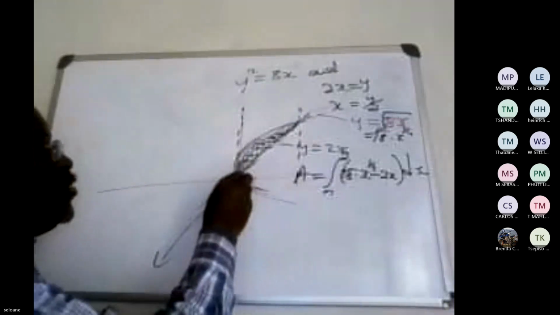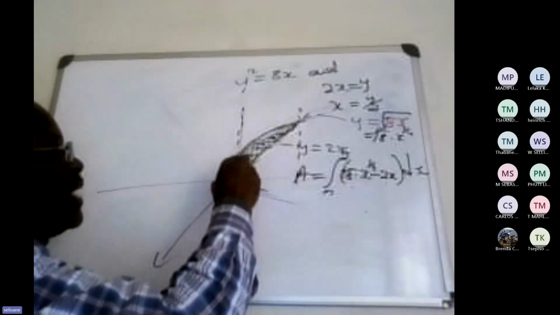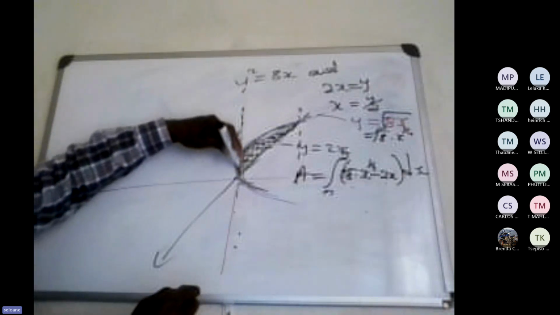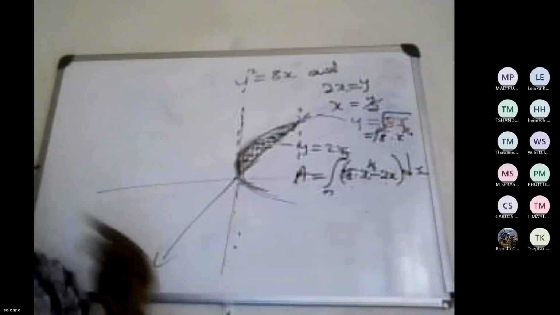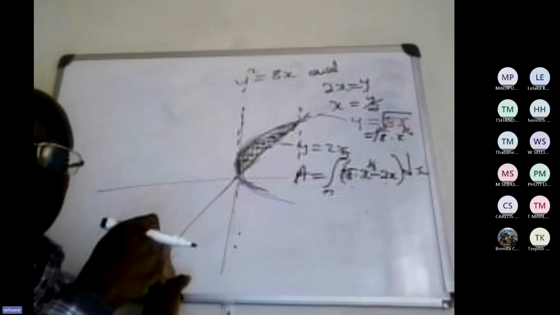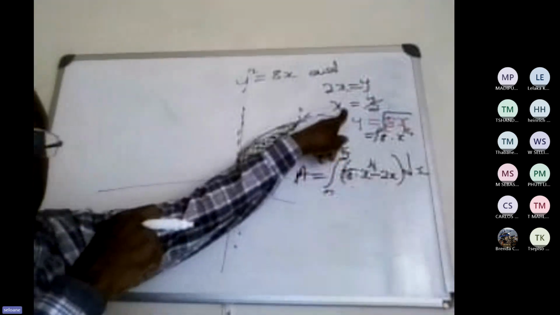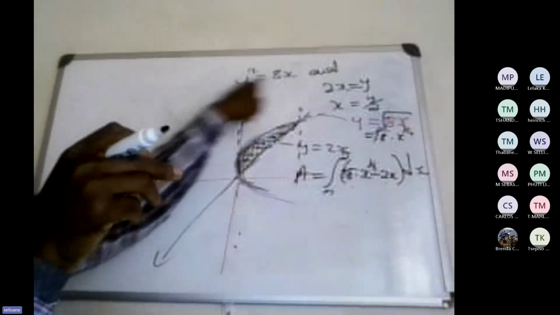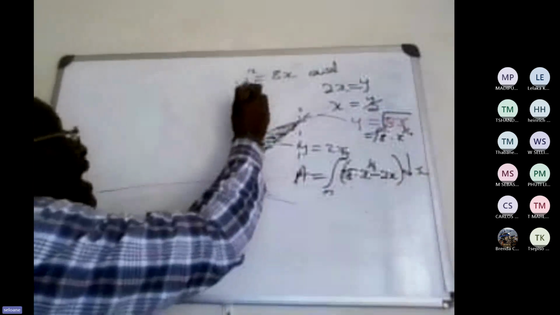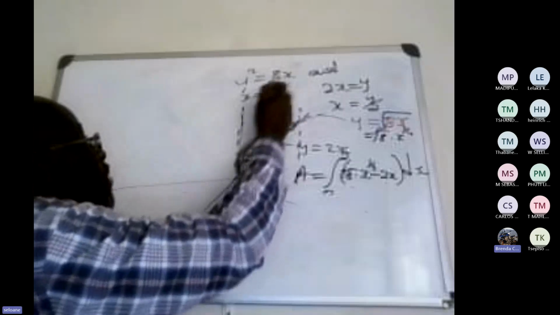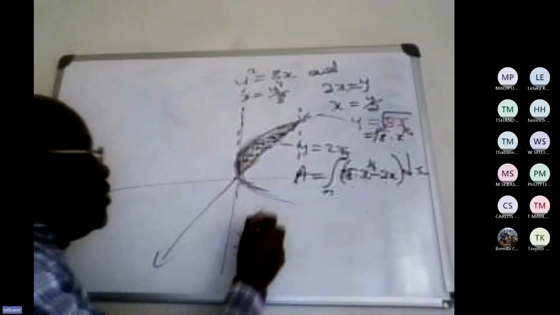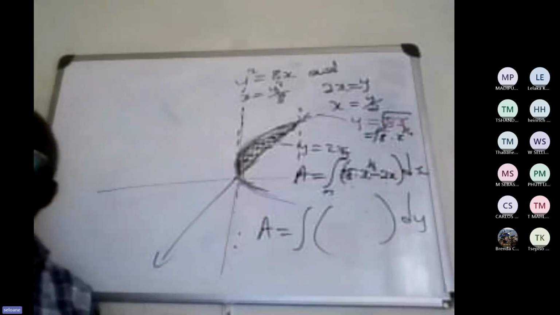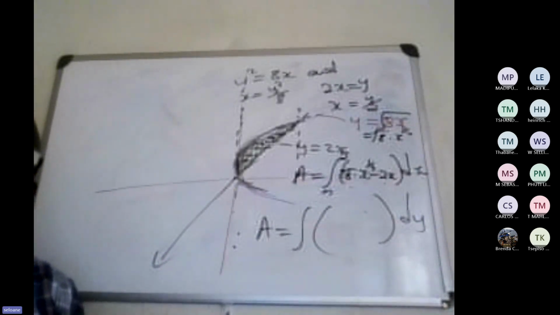Part of this, but it will be only this section, only from here to here, because we are talking about this region. Because it's the left side, we must now write this as x equal to y squared over 8. Therefore, we are going to integrate with respect to y.